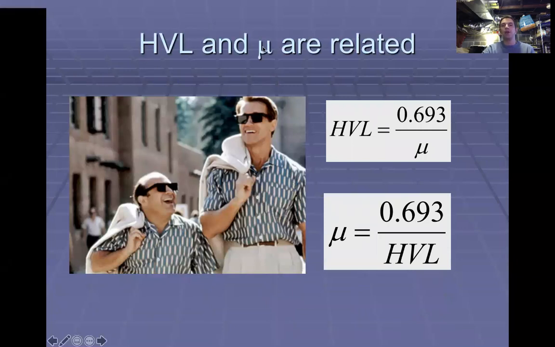So the half value layer and mu are related in much the same way that the half-life and lambda are related, which makes sense because mu is a measure of how well something attenuates a radiation beam. So it makes sense that the half-value layer would be smaller for a material that is good at attenuating radiation. And so this is the equation that links the two.